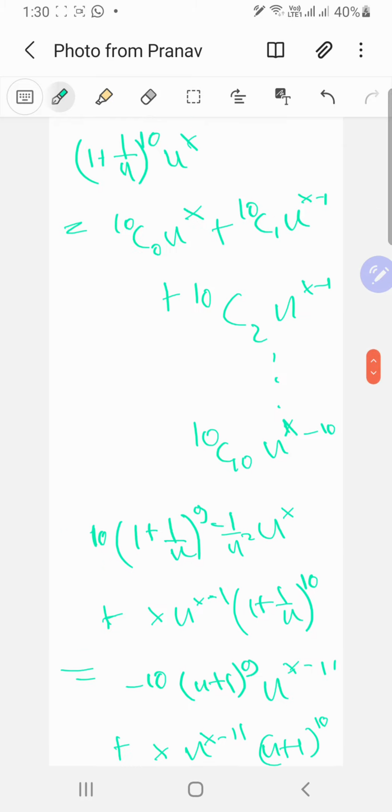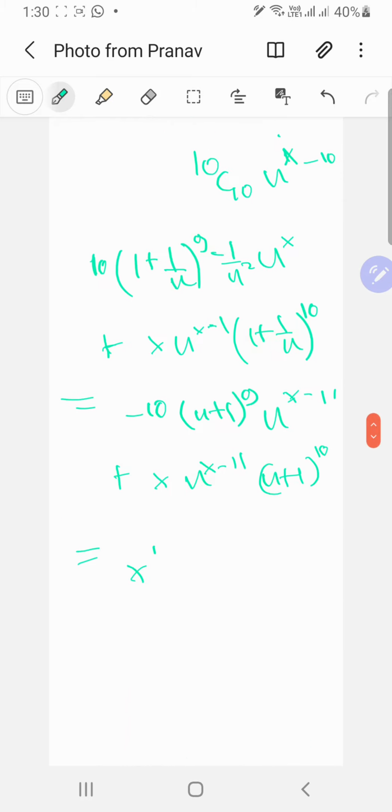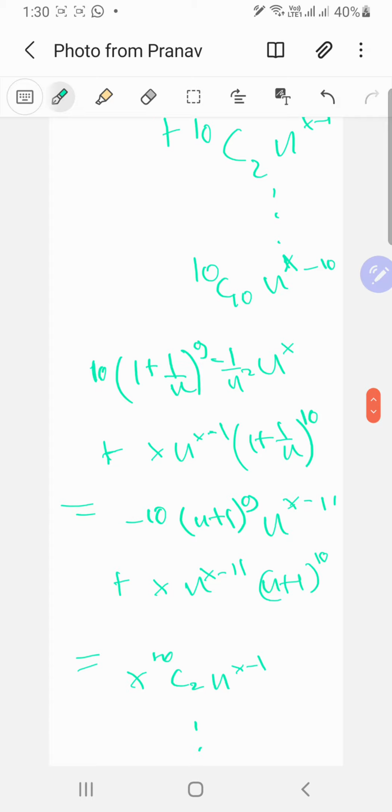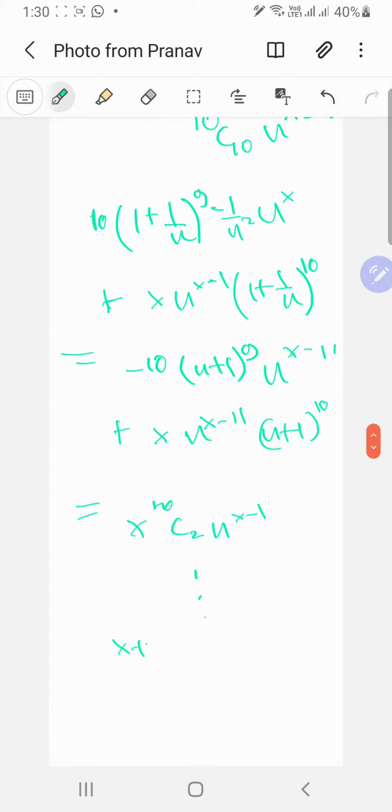So that's going to be x and then 10c0 u power x minus 1, all the way till x minus 10, and then 10c10 u power x minus 11. So now what? Now we can multiply this by u once again. So that's going to make this into 10, right? And then this 1 will get cancelled, and then you'll have 10 over there as well. Okay, and then we can take another derivative.